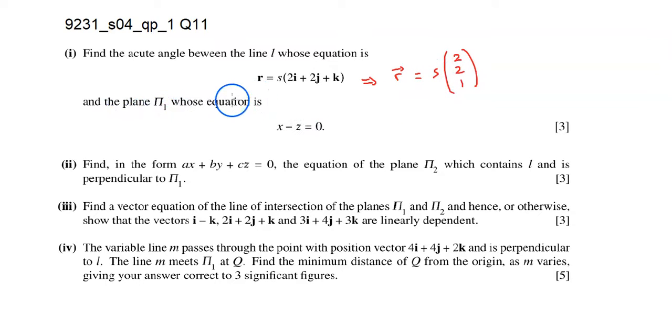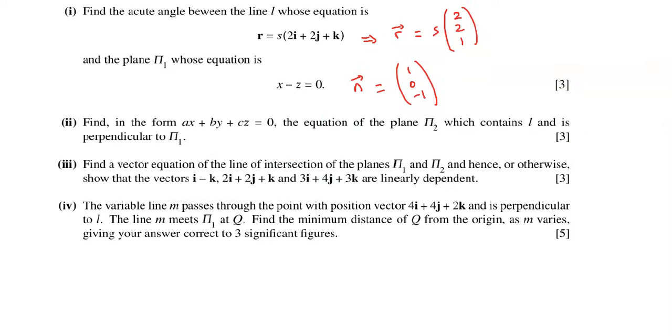And the plane pi 1, whose equation is x minus z equals 0. Obviously this line and this plane intersect at the origin and nowhere else, because if they intersected anywhere else besides the origin, we would need to have x equal to z, which clearly doesn't happen. So the normal vector of this plane is clearly (1, 0, -1).